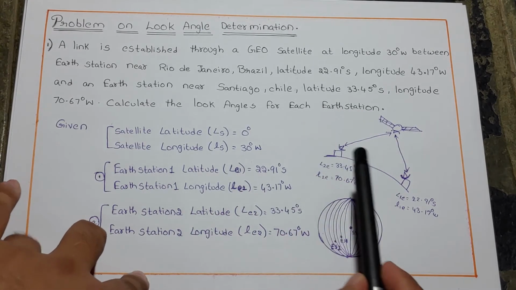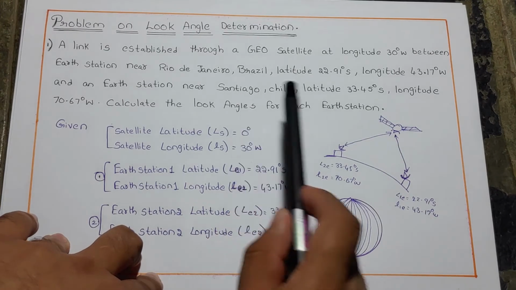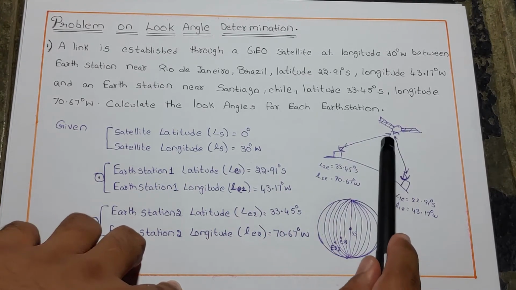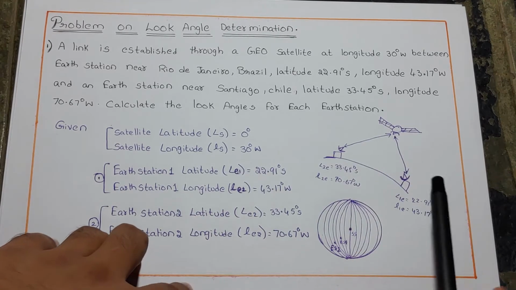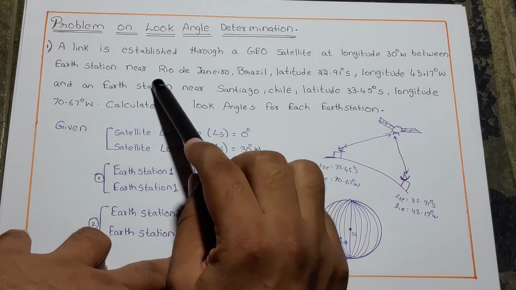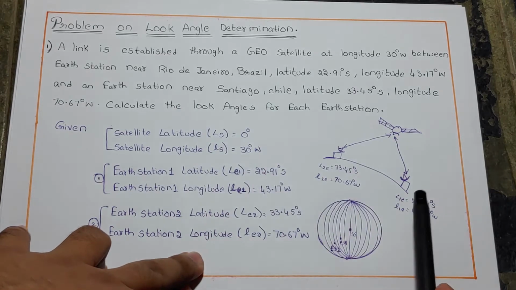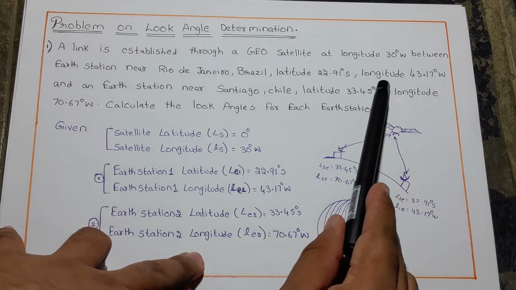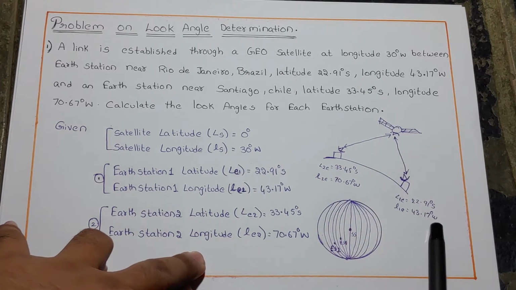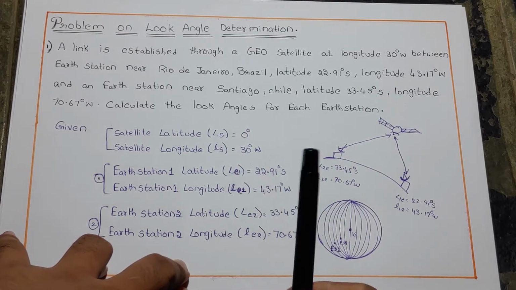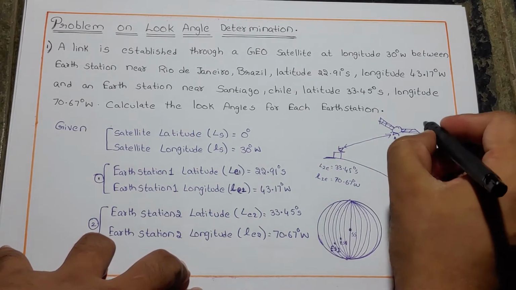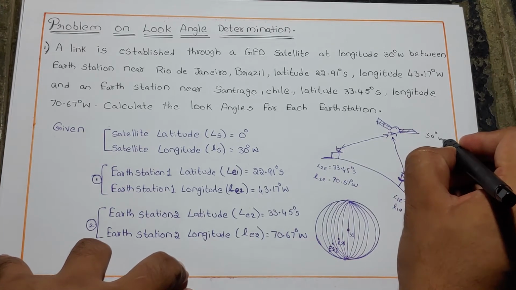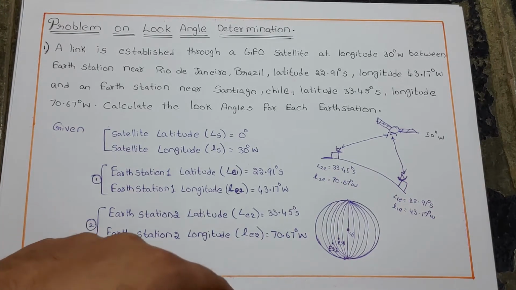In this question we are given two earth station antennas, and the link is to be established between these two antennas. The location of the first earth station antenna is in Brazil, that is 22.91 degrees south and a longitude of 43.17 degrees west. And here we are given the geosatellite location, that is 30 degrees west.